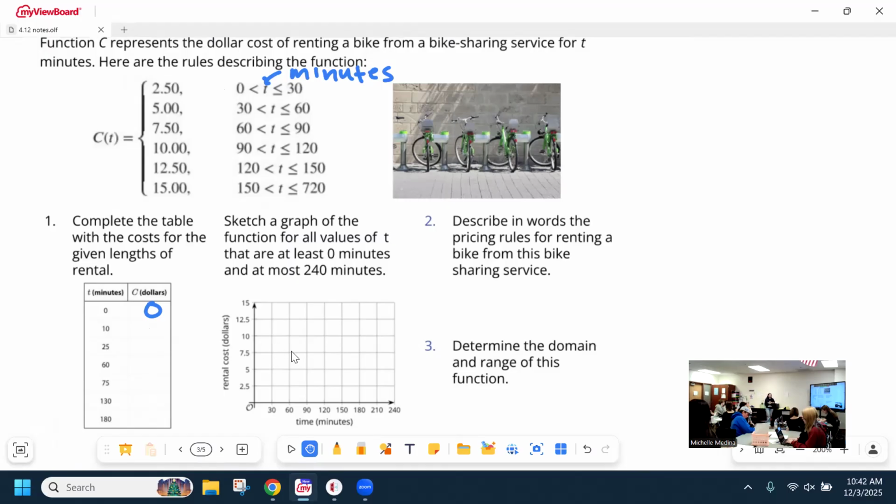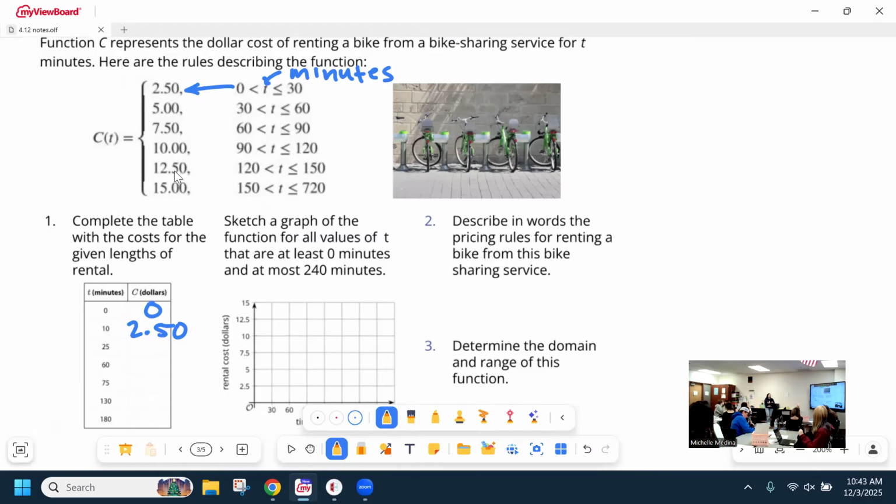Table 7, if it's 10 minutes that we're renting it, how much does it cost? $2.50. Because 10 best fits in between 0 to 30. So that's what I mean, like reading the menu. Find where that number best fits. If it's between 0 to 30, that means that this is the price.